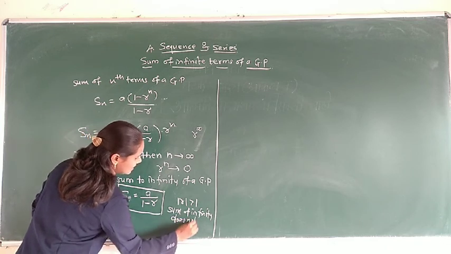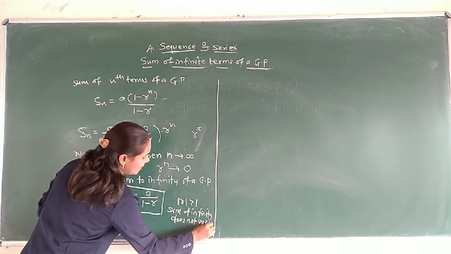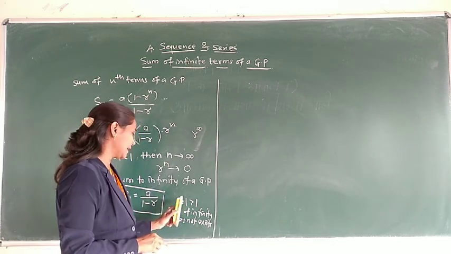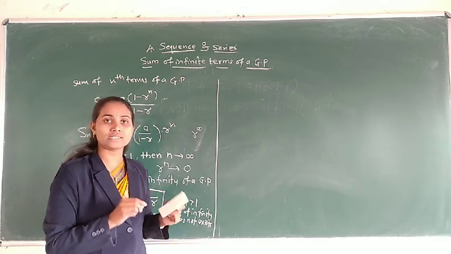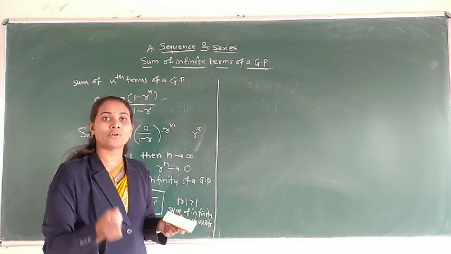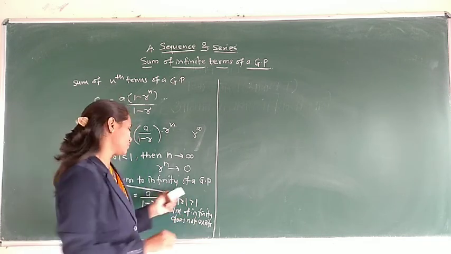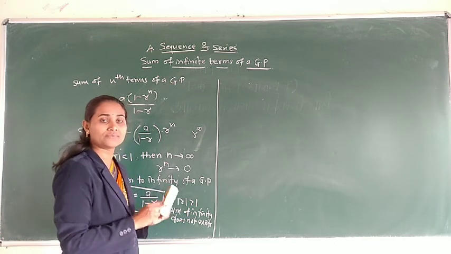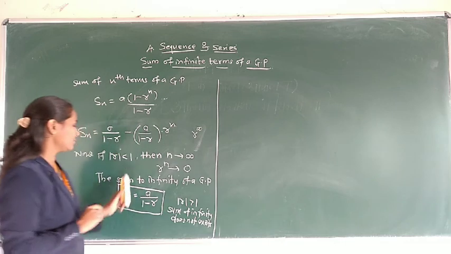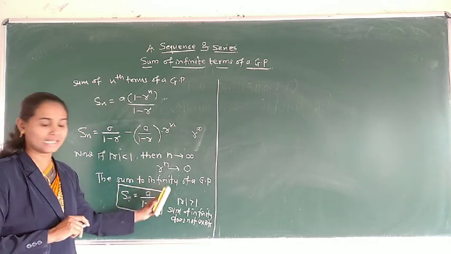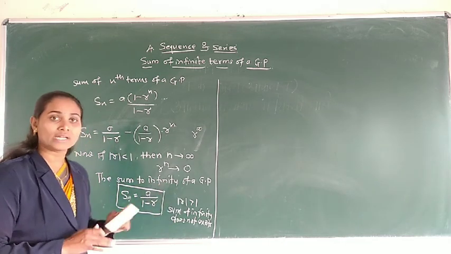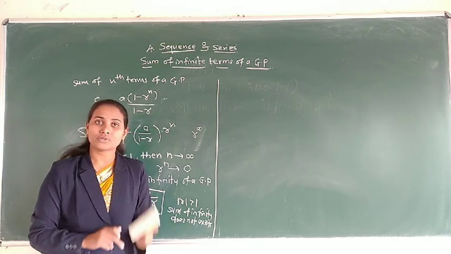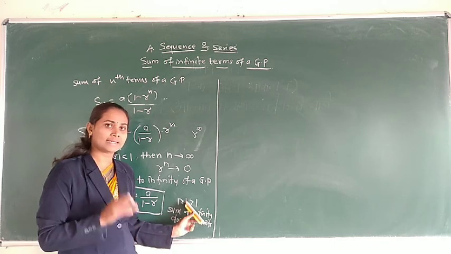When does it not exist? If our value of modulus r is greater than 1. And remember one thing, if the value inside the modulus is negative, then outside the modulus it becomes positive. So we have to find the value of r in modulus, which must be less than 1. Then we will find the sum of infinity. And if mod r is greater than 1, then we can't find the sum of infinity. That means sum to infinity of GP does not exist if modulus r is greater than 1.